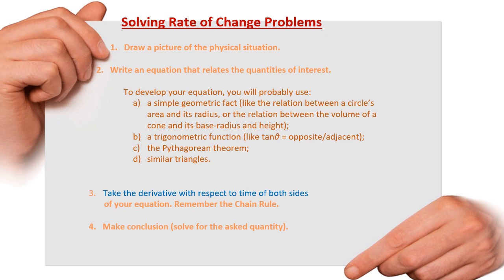Okay, step 3. Take the derivative with respect to t of both sides of your equation. Remember, we need to apply the chain rule here. In other words, we will do the implicit derivative. And step 4, you make a conclusion to solve for the asked quantity.